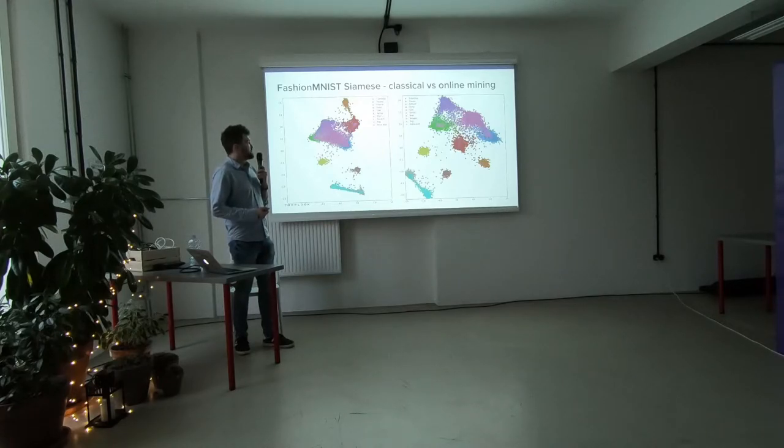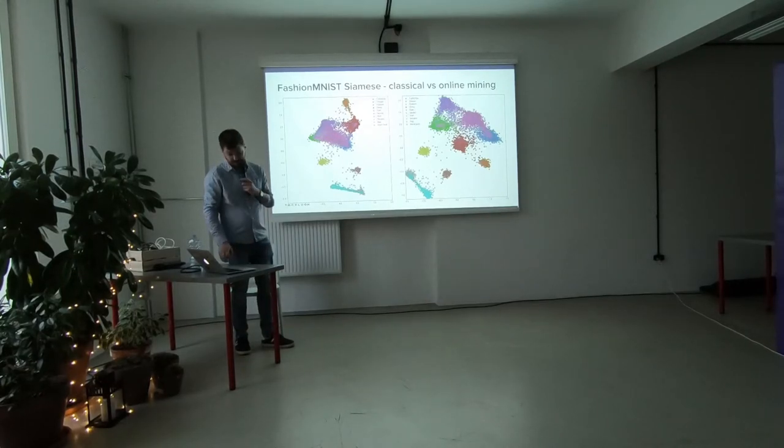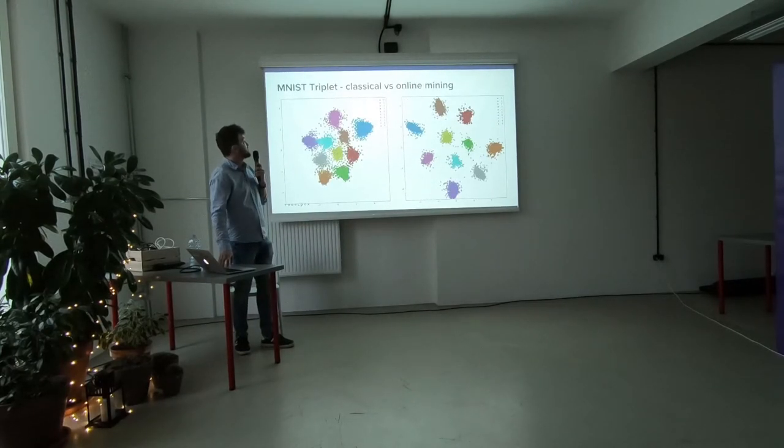And here you can see that the training of these two networks, the classical one and the one using online triplet mining, took about the same time, but it's much better separated, because we were able to process more triplets and select the hard ones. Sorry, not triplets, first. This is the Siamese network. Okay, and this is what it looks like for the triplet network.